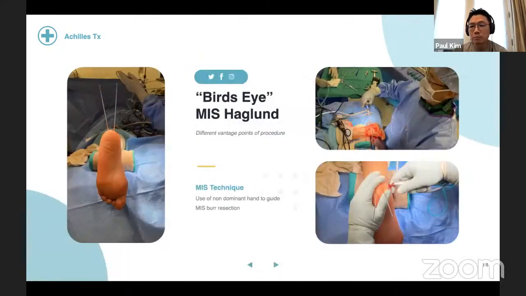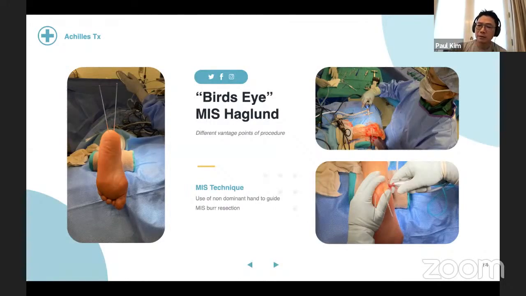This is a more bird's eye view. On the picture on the left, you can see the K-wires. On the right, you see me with the arthroscope, cleaning it out. And on the bottom right, you can see me introducing the burr. I'm using my non-dominant hand to guide and push the exostosis to the burr. And the K-wires prevent you from digging into the native calcaneus further.